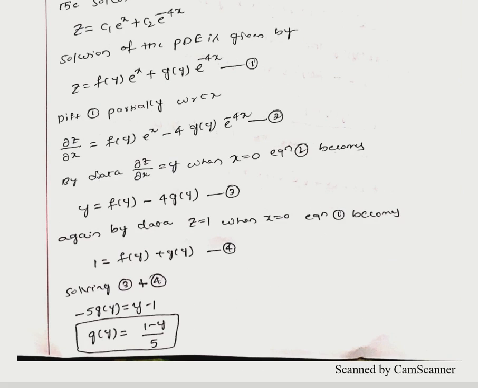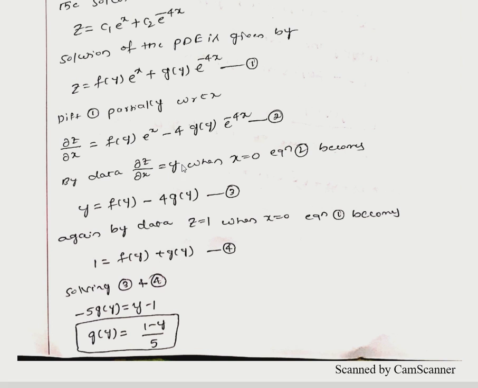Therefore, that's why we differentiate equation 1 partially with respect to x. Therefore, ∂z/∂x: with respect to x, y is constant. What is the derivative of e^x? It is e^x. Here, with respect to x, g(y) is constant. What is the derivative of e^(-4x)? It is -4 e^(-4x). That is equation 2.